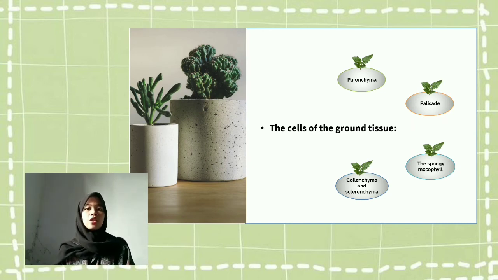Now the last is collenchyma and sclerenchyma. Collenchyma and sclerenchyma make up tissues that have a supportive structural role in plants. In leaves, these cells are common around the vascular bundles, especially in the midrib and at the leaf tips. Collenchyma cells are elongated and have unevenly thickened cell walls with extra cellulose in the corners of the cell.